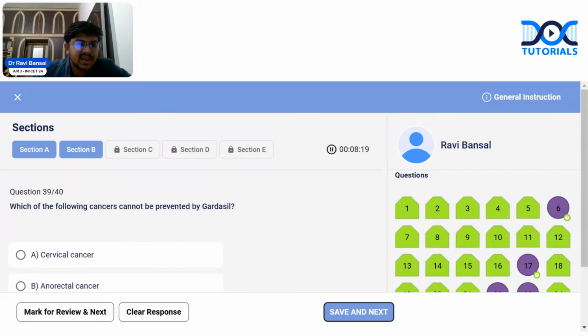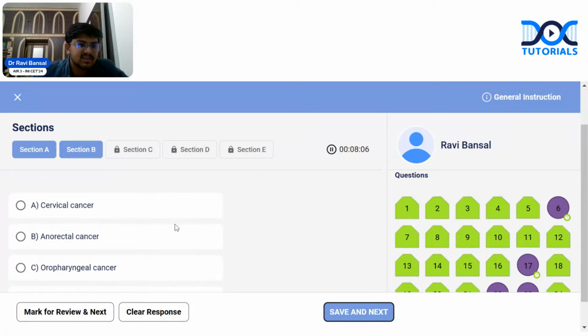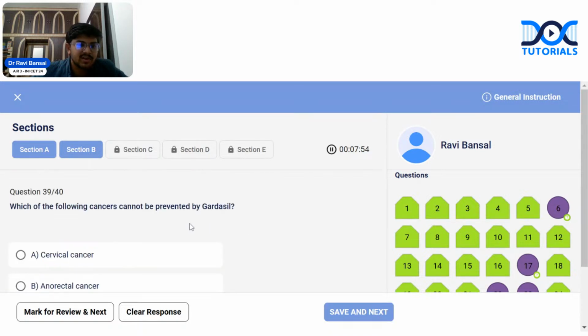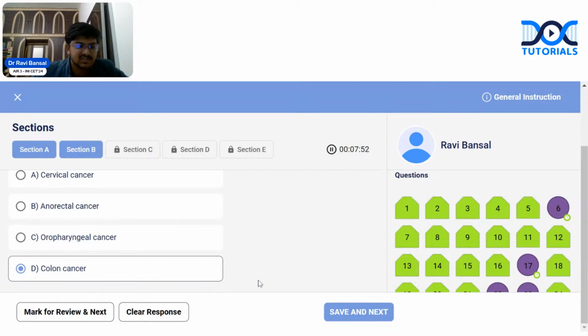Which of the following cancers cannot be prevented with Gardasil? Gardasil is a vaccine for HPV. It covers strains 16, 18, 6 and 11, four strains. So cervical cancer definitely. Anorectal cancer, HPV causes anorectal cancer. Oropharyngeal cancer and colon cancer. These are squamous cell cancers caused by HPV. Colon cancer obviously cannot be prevented by Gardasil. It is not caused by HPV.